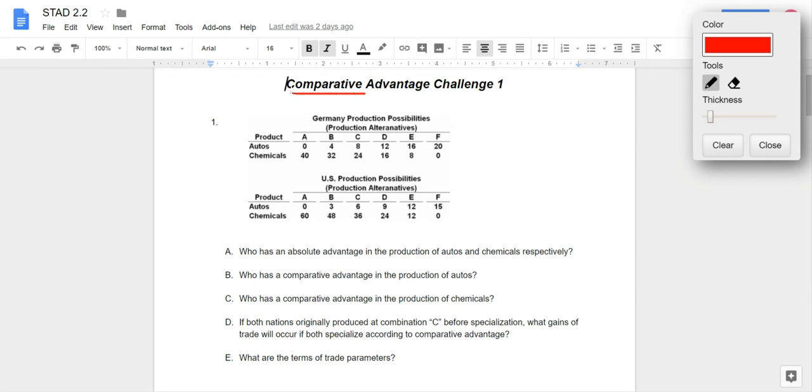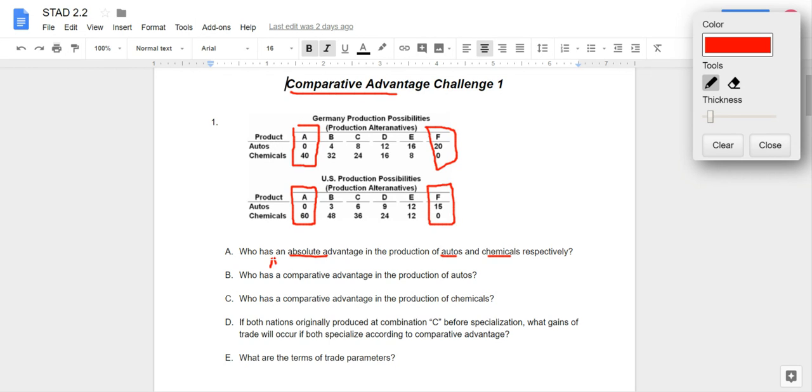Remember, when we're talking comparative advantage, we're only looking at our extremes. So point A and point F are what we care about for each of these. So I'm just going to go ahead and square these up so that we know what we're talking about this whole time. Okay, the first question is, who has an absolute advantage in autos and chemicals respectively?